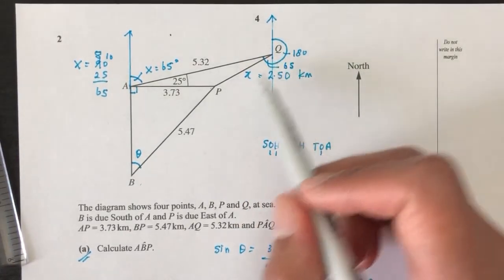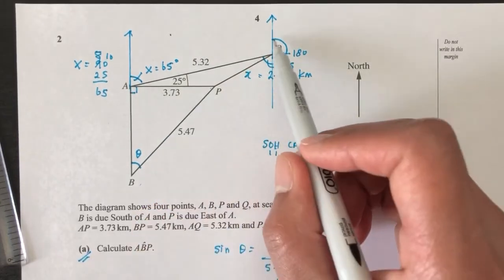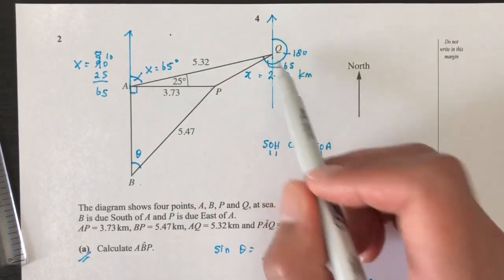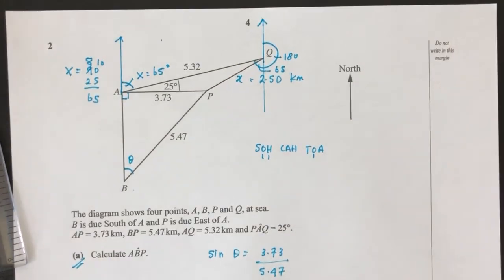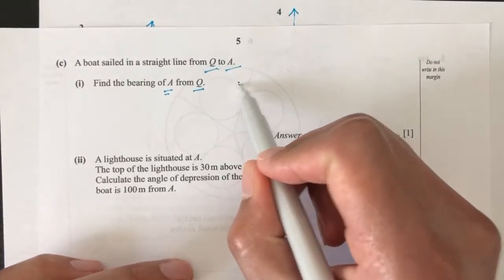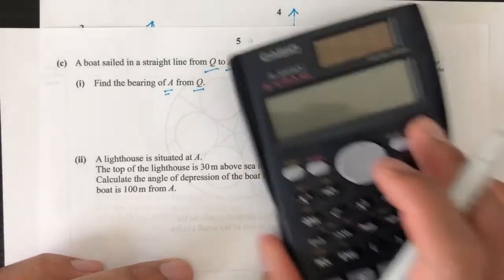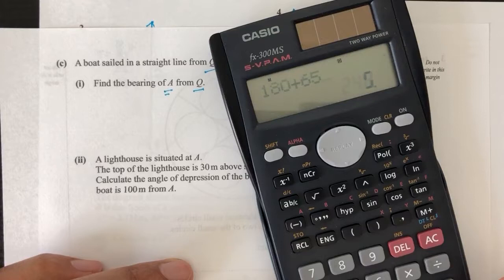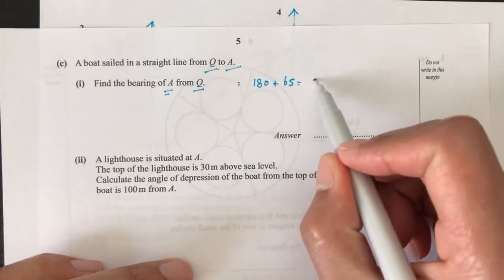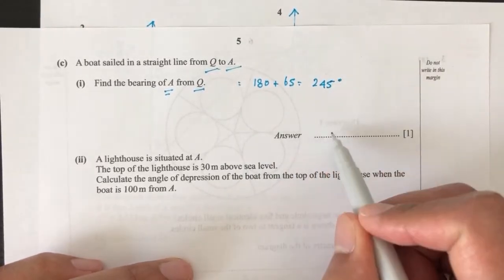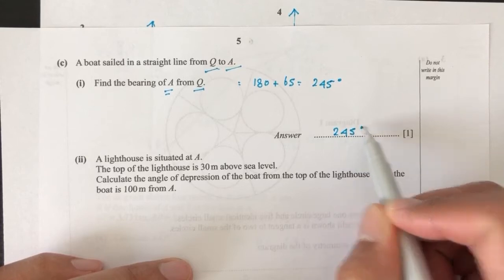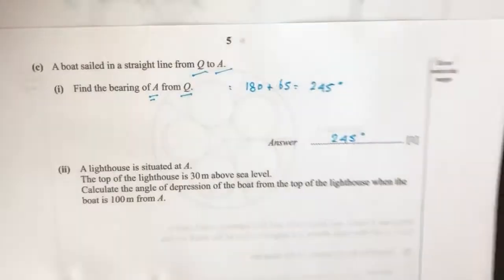So the bearing of A from Q will be 180 plus 65. Let's write it down. Bearing of A from Q will be 180 plus 65, that will be 245. So the answer here is 245 degrees for the bearing of A from Q.